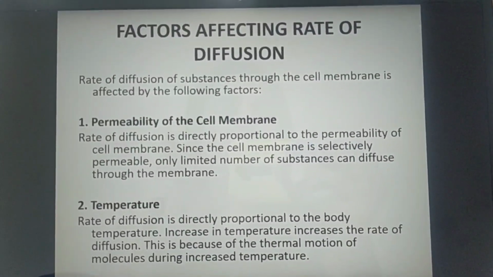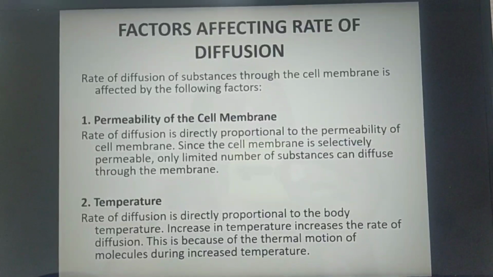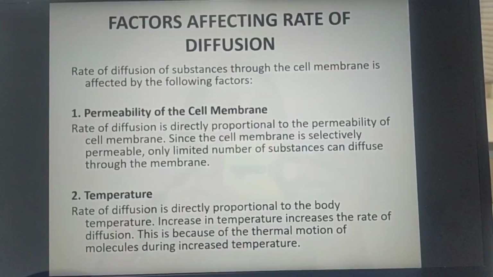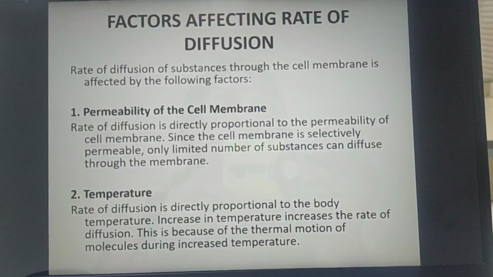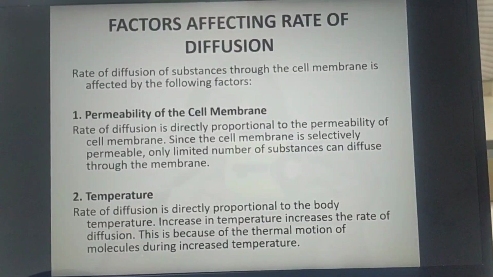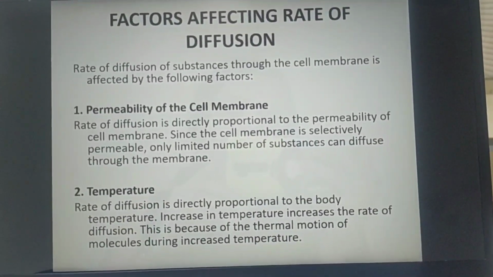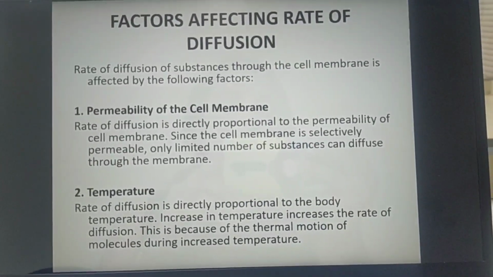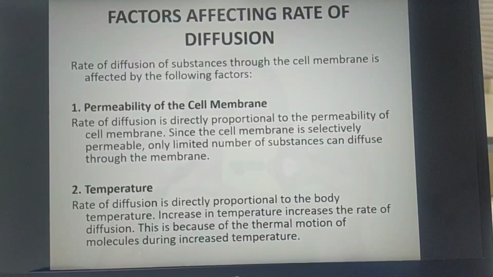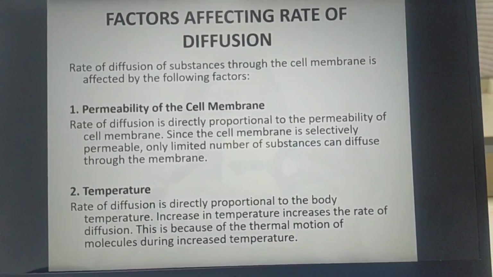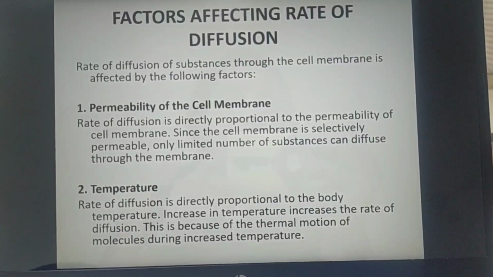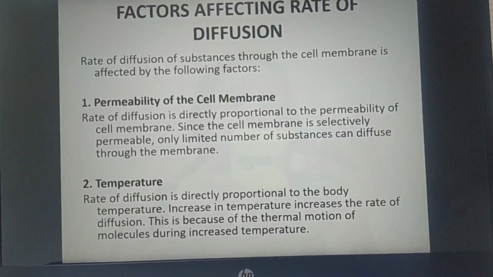Now we'll see the factors which are affecting the rate of diffusion. Rate of diffusion of substances through the cell membrane is affected by the following factors. First is permeability of the cell membrane. Rate of diffusion is directly proportional to the permeability of the cell membrane. Since the cell membrane is selectively permeable, only a limited number of substances can diffuse through the membrane.